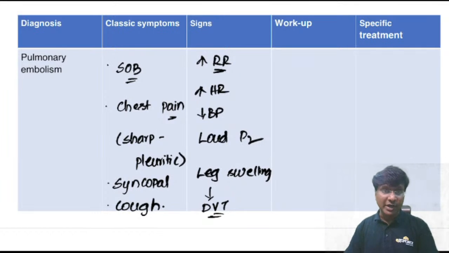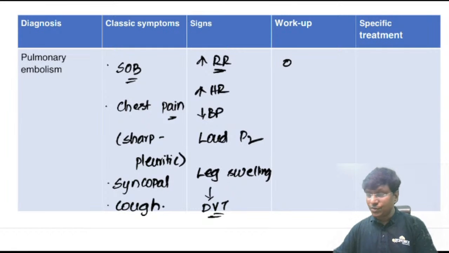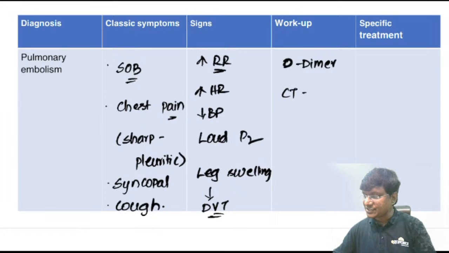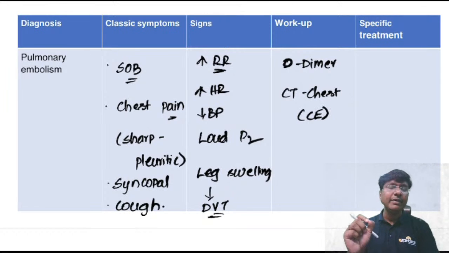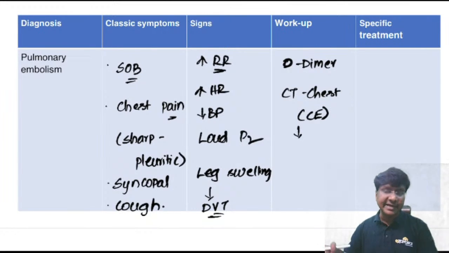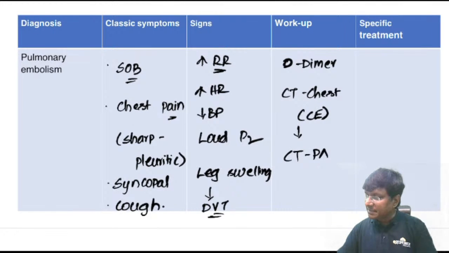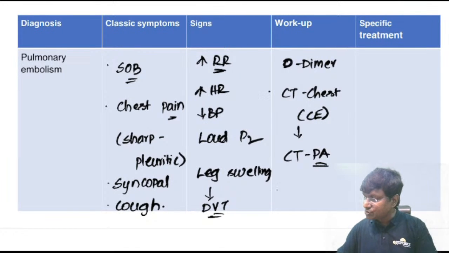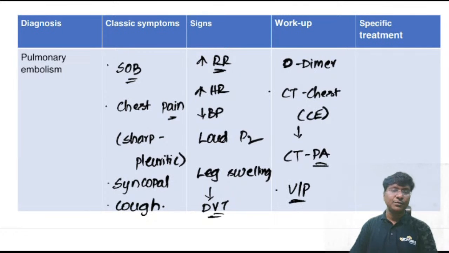Then how do you do the workup? One, you need to do the D-dimer, but this D-dimer is non-specific. And what is the investigation of choice? That is the CT chest, and that too, contrast enhanced CT chest. But if the CT chest is equivocal or doubtful, then the gold standard investigation will be CT pulmonary angiography. It will be therapeutic as well as diagnostic. And in pregnant females, we cannot do contrast enhanced CT scan, as CT scan involves radiation. So in them, you can do a VQ scan, ventilation perfusion scan.